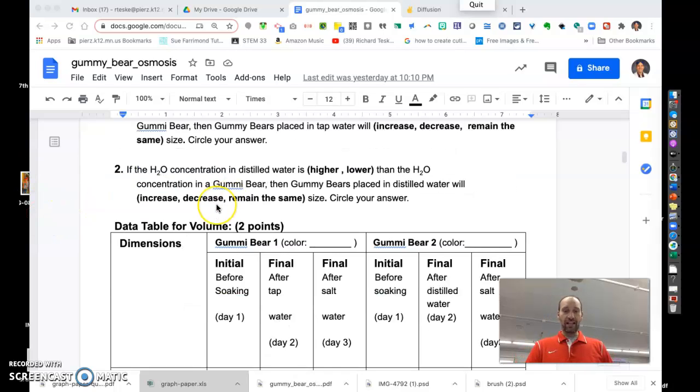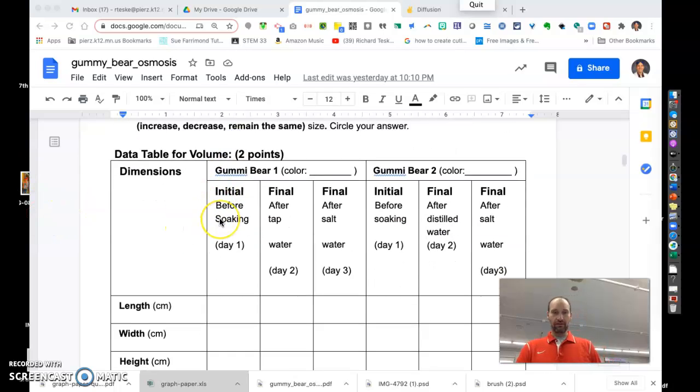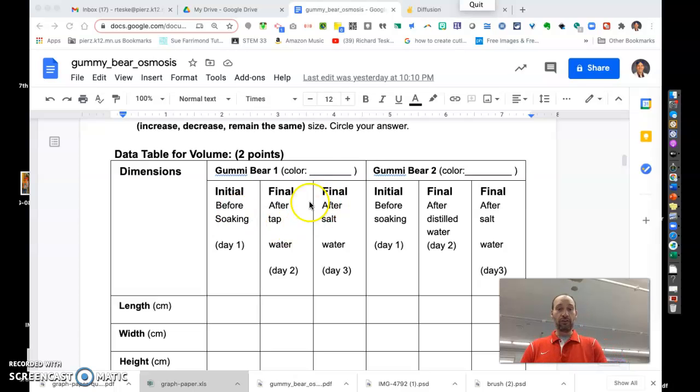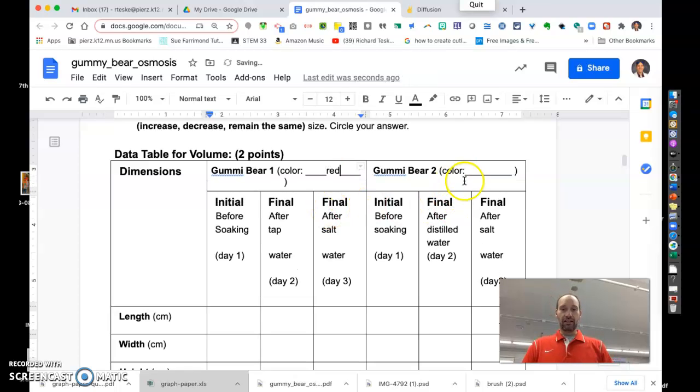Now, that's going to bring us down to here, okay? So here are going to be the dimensions. We're going to record this part. I figured I'd choose red and green, some nice Christmas colors. So gummy bear 1, we're going to just use red. So you fill this in on yours, and you can just put red. Gummy bear 2 will be green.